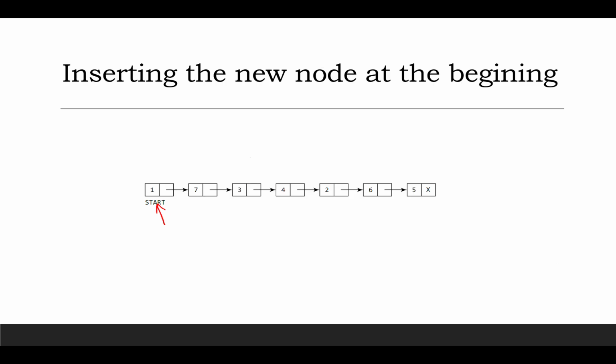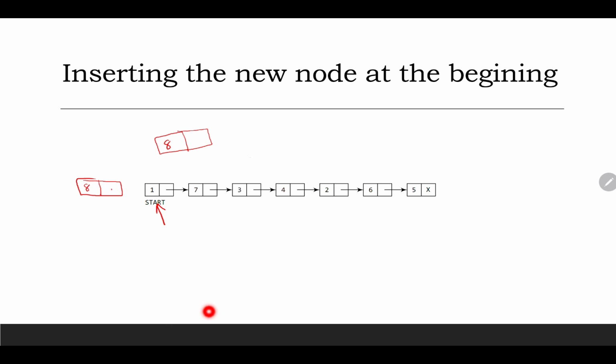After finding the starting node, we have to insert the new node before the starting node. For that, first we have to allocate the memory space by using the malloc function. Then we have to create the node, then assign the value for this node. For example, I am assigning the value. So this is a start node here. I will draw here: this is the new node and the value is 8.